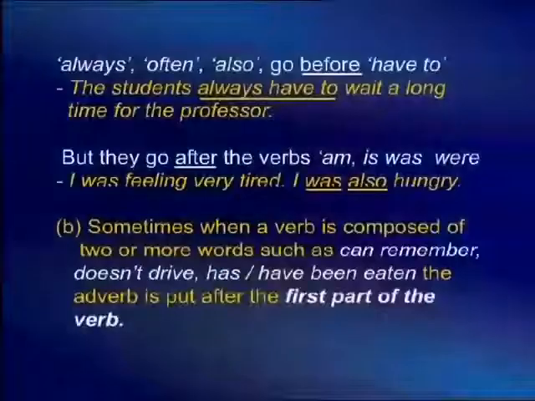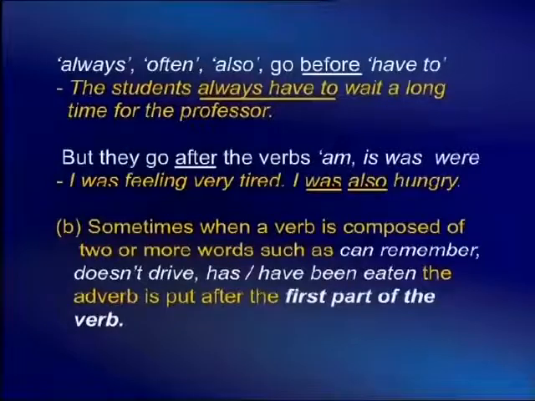Now, at the beginning I said that words like always, also, probably, they are generally put with the verb in the middle of a sentence. Now, always, often, also, they go before the verb have to. If you are using have to, then you will have to use these adverbs before have to. Example, the students always have to wait a long time for their professor. Now over there you are using the phrase have to. So always will have to come before have to.